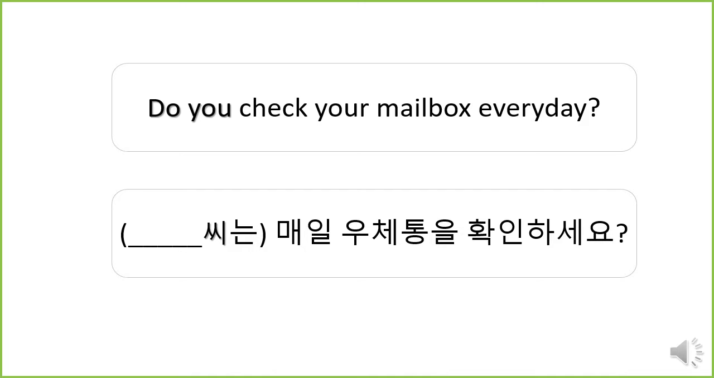We do not use the pronoun you. We use, for example, the other person's name, say Susan. 수잔 씨는 매일 우체통을 확인하세요. Like this. Or they even omit the whole thing. They don't even use you, they don't use the name. They just omit everything in front. 매일 우체통을 확인하세요. I am asking this question to the other person, right? The listener automatically knows this question is about that person. Mutual understanding, so it happens a lot. So I wanted to point out, 매일 우체통을 확인하세요.